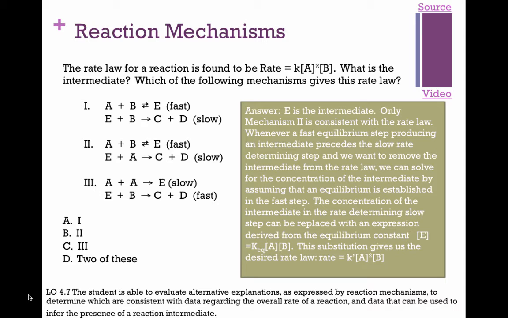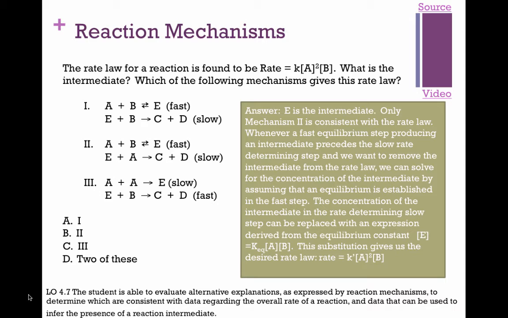Okay? Remember, to write the rate law, you use the slow step every time. If you were to write the rate law for mechanism 3, what would the rate law be? Yeah, it's going to be rate equals K times the concentration of A squared. Well, we need A squared times B, so mechanism 3 will not work. So we're going to look between 1 and 2. Always write the rate law by the slow step, by the rate determining step.